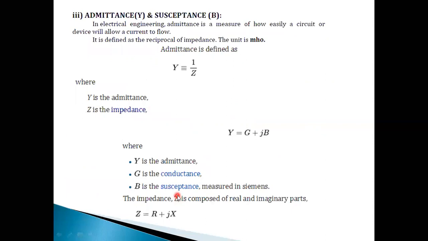The reciprocal of impedance gives some other terms: admittance and susceptance. Y is equal to 1 by Z, and Y is equal to G plus jB. G stands for conductance and B stands for susceptance. Y is nothing but admittance, the reciprocal of impedance. Remember those things.